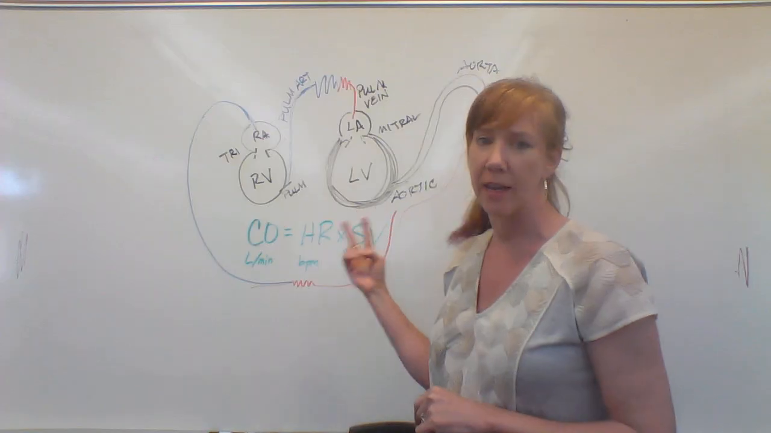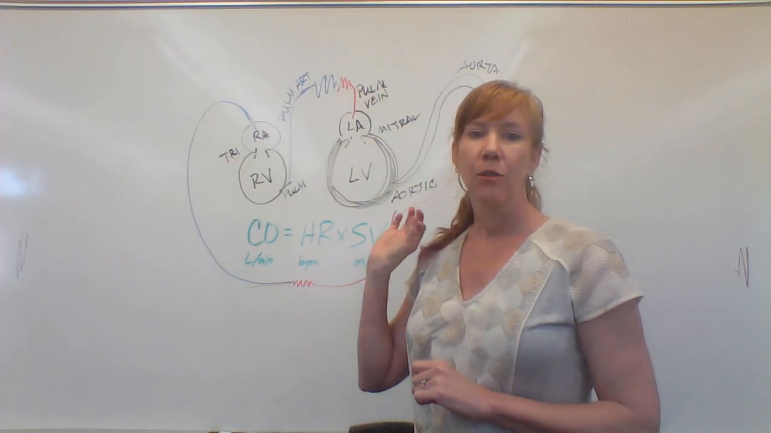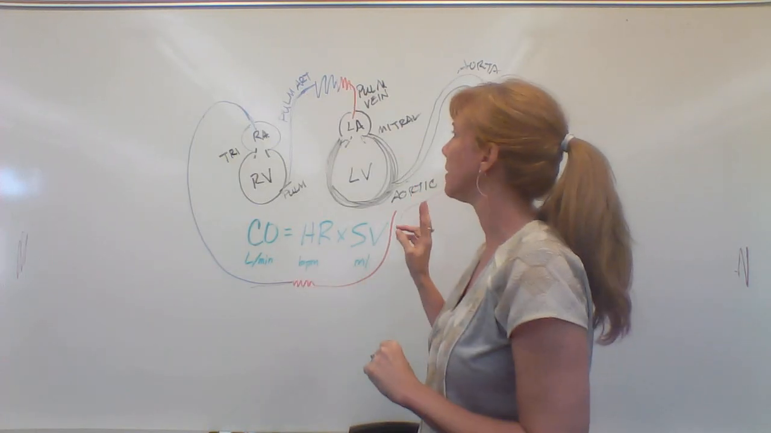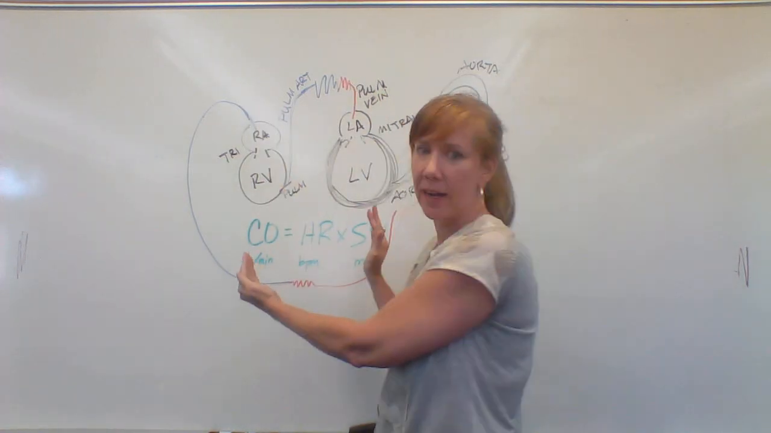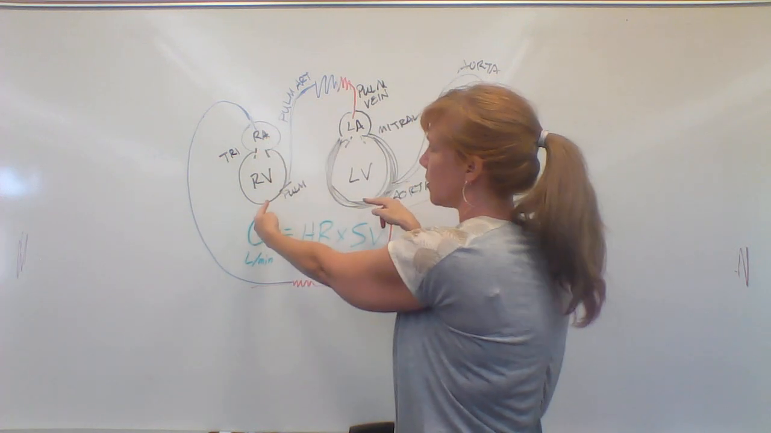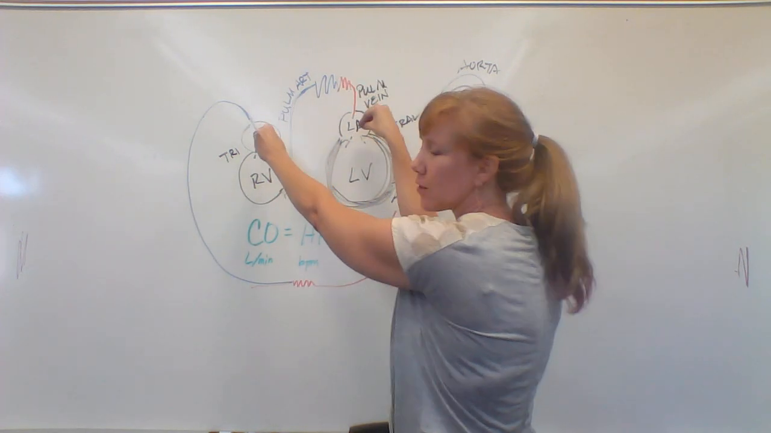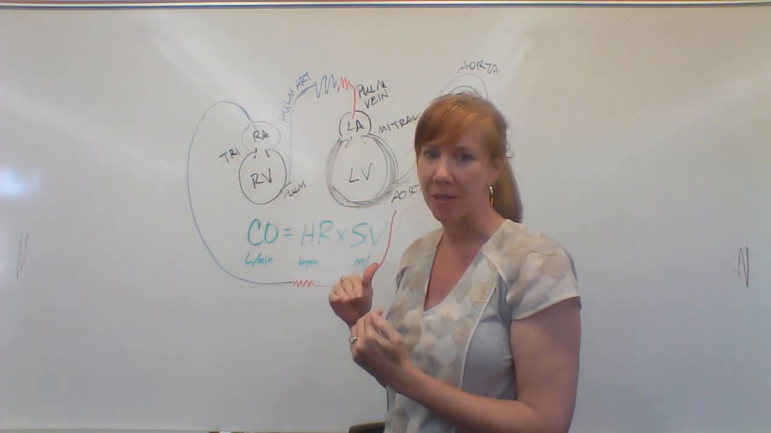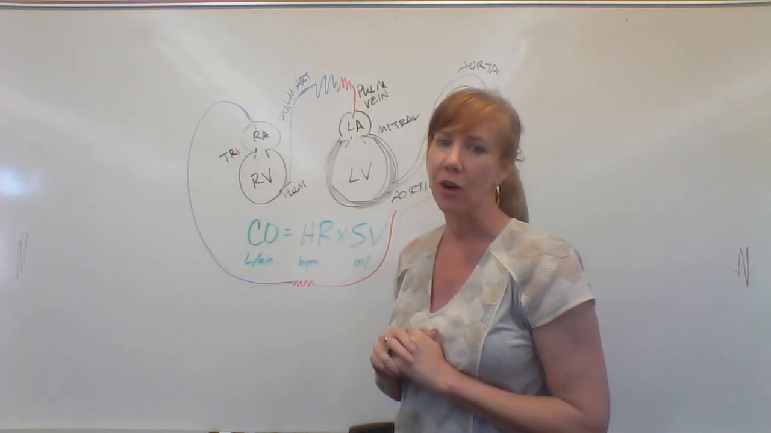So we need two things to happen in this cycle to have the best cardiac output. Number one, we need synchrony on the right and the left side. We need blood to come in from the systemic and pulmonary circulation simultaneously. We need both atrial kicks to occur at the same time. We need both AV valves to shut at the same time. And we need both ventricular systoles to occur at the same time.